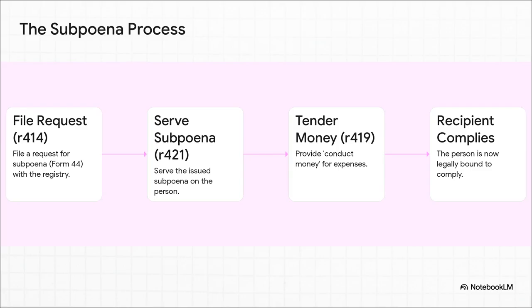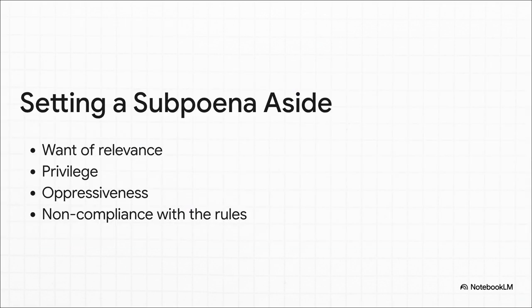Now, issuing a subpoena isn't some kind of dark art. It's a really clear 4-step process. First, you file a Form 44 request under Rule 414. Then, you serve it properly, following Rule 421. But, and this is so important, pay attention to Step 3. Under Rule 419, you have to provide conduct money for their expenses. If you forget that, they are not legally required to show up. It's a critical step.